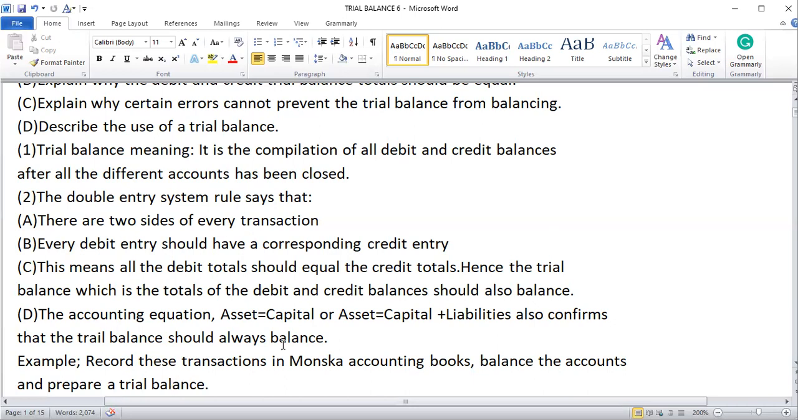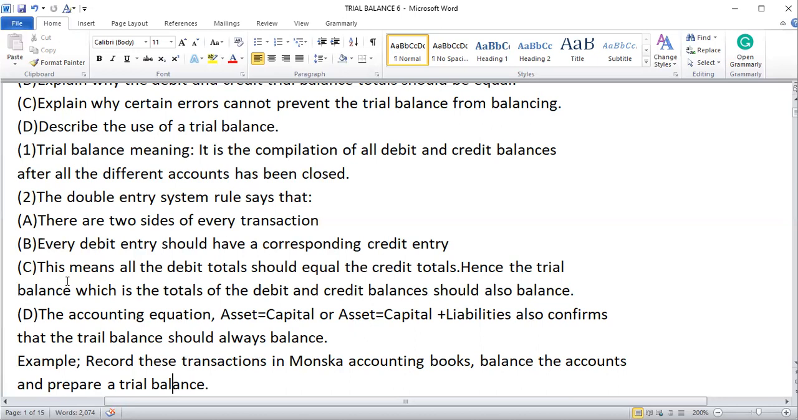All I'm saying is that every transaction has two effects. One is giving and one is receiving. One can be an asset, one can be capital. So once they are recorded, when we add up all the assets, it should equal the capital plus liabilities. It should be balanced, confirming the double entry system and also the trial balance. So you can go and watch that particular video.